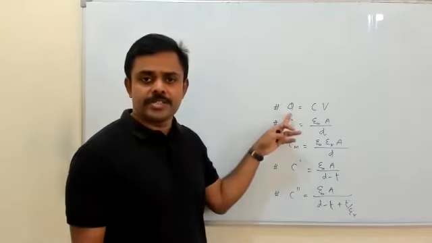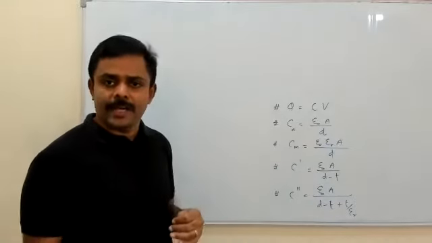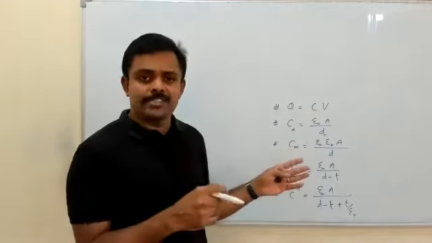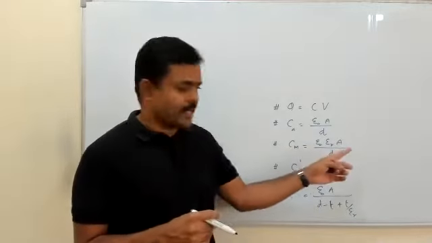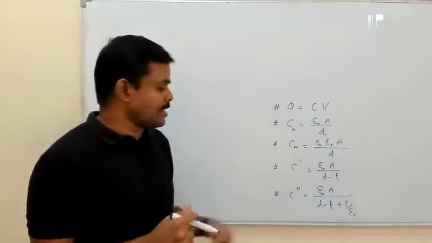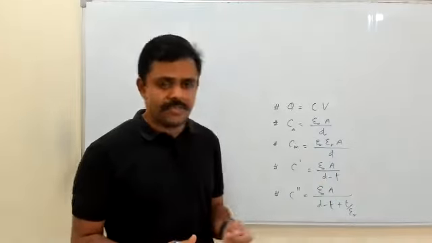Let me repeat. First equation is Q is equal to CV. Second equation is epsilon 0 A by D. That is for a parallel plate capacitor. And if a medium is filled inside, it is epsilon 0 epsilon R A by D. And then if a conducting slab is inserted inside the capacitor, it becomes epsilon 0 A by D minus T, where T is the thickness of the slab.